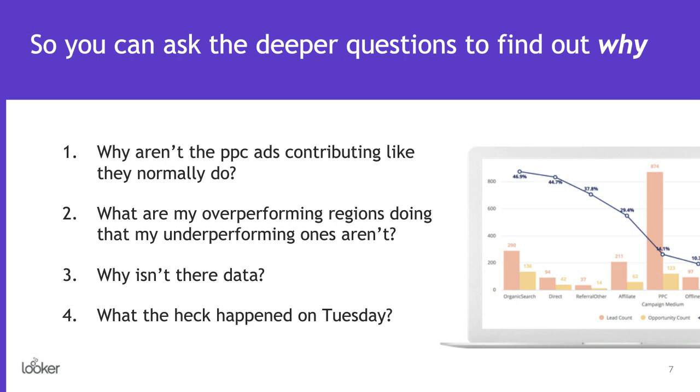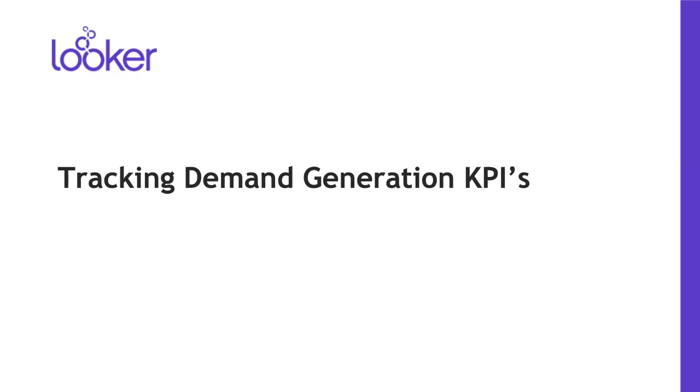And finally, what the heck happened on Tuesday? When we see that spike, it's important to be able to dive in and understand what happened, why it happened, and if it was good, how can we replicate this? And if it was bad, what do we need to do to fix this and make sure it doesn't happen again? So I'm going to pass it off to Lisa Daniels to talk about demand generation KPIs.